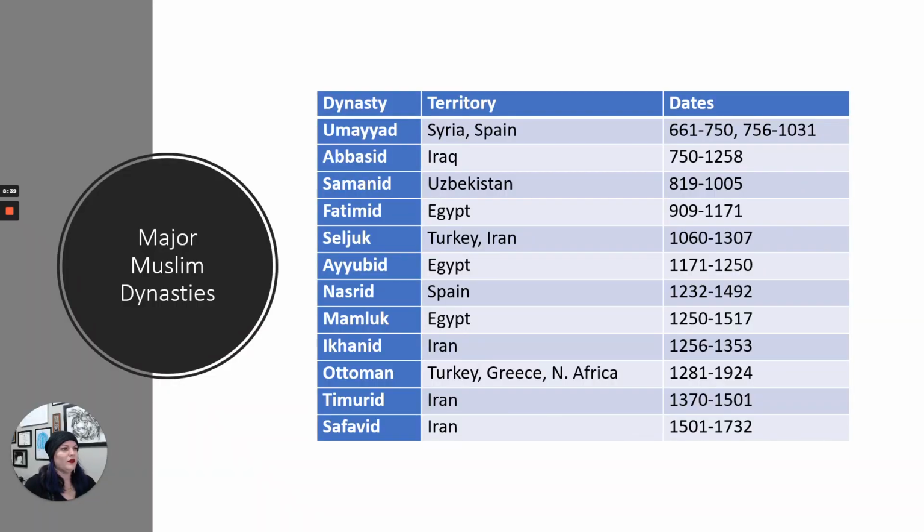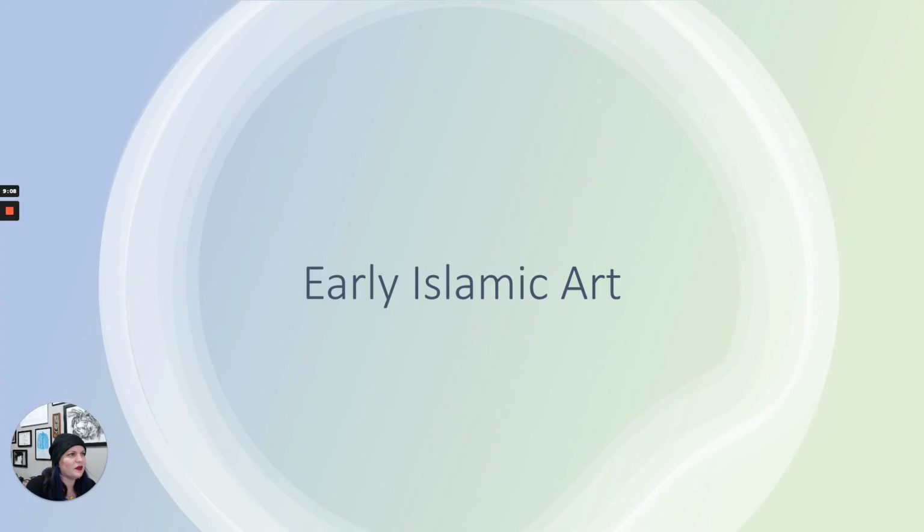So here's just a breakdown of major Muslim dynasties during this time period and then a little bit beyond the time period we're going to talk about in this section. So we're going to talk a lot about the Umayyads because they are the ruling caliphate in Spain. So they're mostly who we're going to talk about, but we'll look at some other work as well. But here's just like a breakdown of territories and dates under the different dynasties.